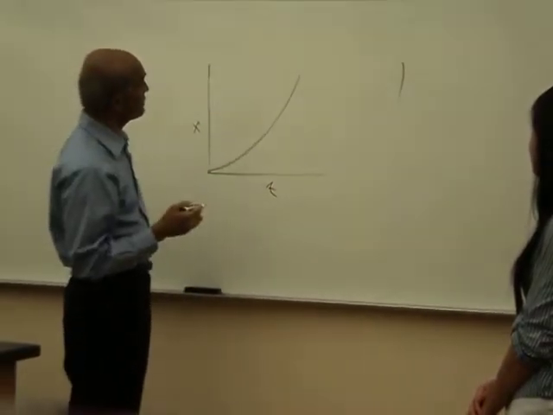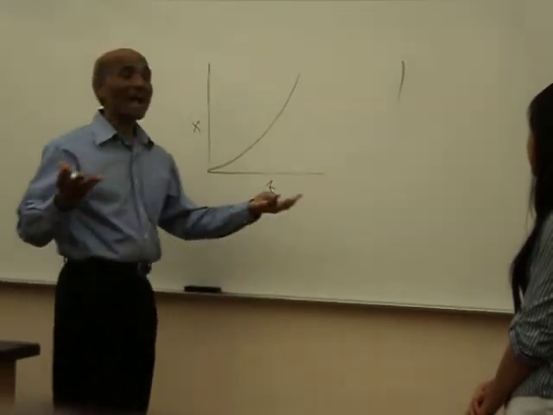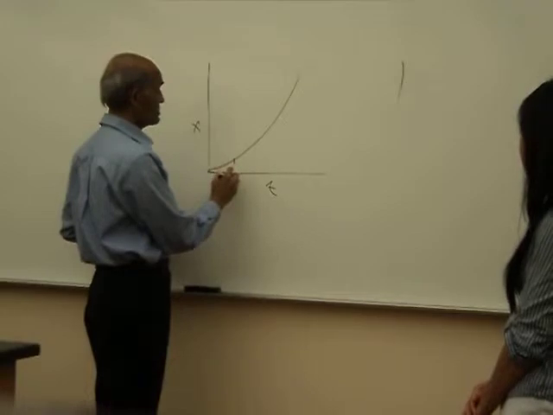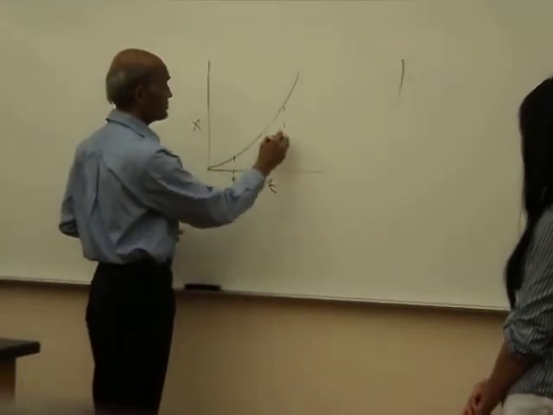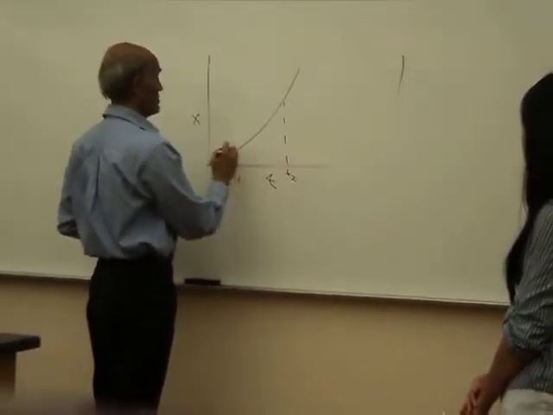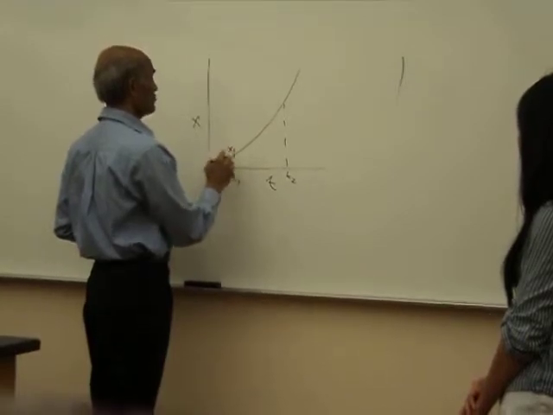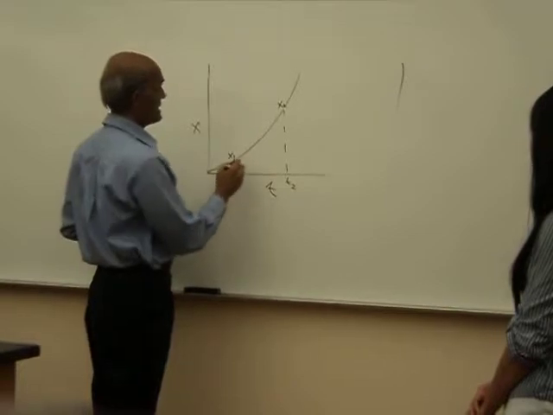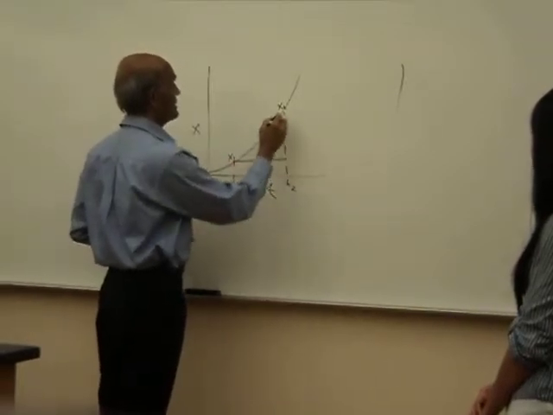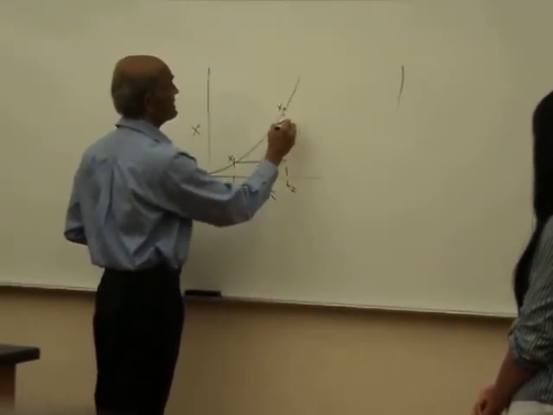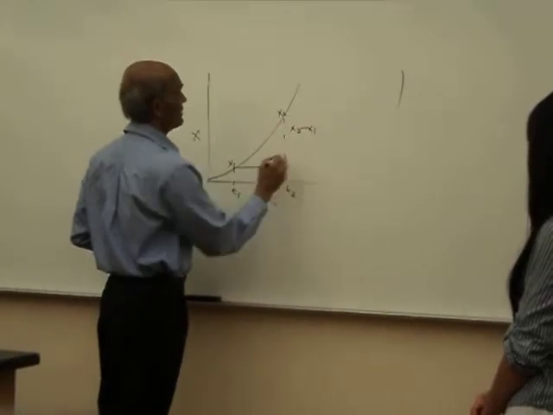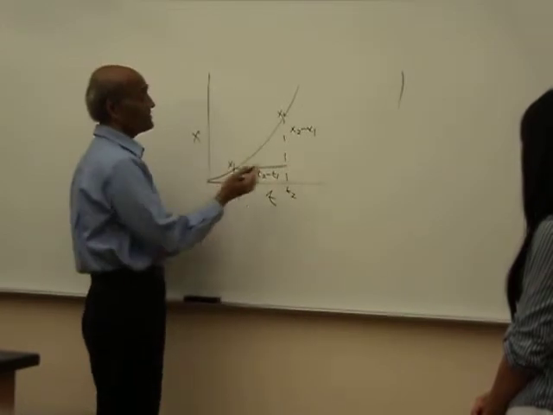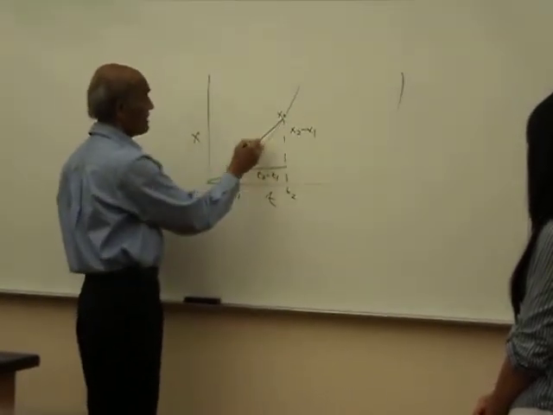Now, if I ask you, what is the average rate of change? Well, average rate of change is defined in a certain interval where the position is x1 at time t1, the position is x2 at time t2. We say the average rate of change is x2 minus x1 divided by t2 minus t1, which we say is the slope of the secant line.